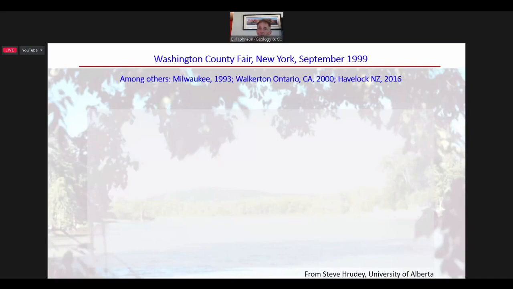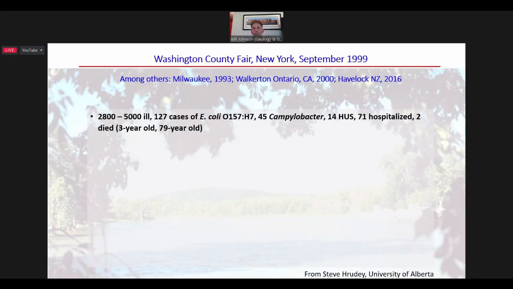We also need, most importantly, to understand their transport. And that's well demonstrated by this example from the Washington County Fair in 1999. This comes from Steve Prudy at the University of Alberta. And in this incident, several thousand people became ill. Some of them from E. coli 0157H7, some from Campylobacter, and some from other pathogens. 71 of them were hospitalized, and 2 died among the oldest and youngest of the population. And there was a shallow well from which drinking water was supplied to this event.